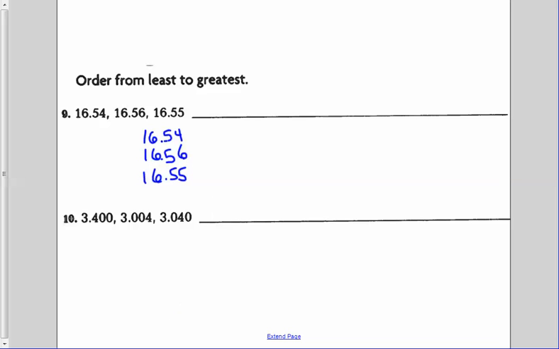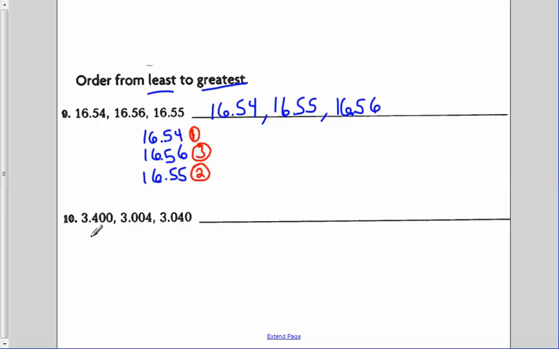16 and 55 hundredths. So when I compare my place values, I have a 1 in my tens, a 6 in my ones, a 5 in my tenths, and now I am looking at my hundredths place. Well, 4 is the least one, so that's going to be my first number. And then the 5 is the next greatest, and then the 6 is the third greatest. So if I write these out from least to greatest, remember least to greatest, I have 16 and 54 hundredths, followed by 16 and 55 hundredths, and the greatest one of the three is 16 and 56 hundredths.